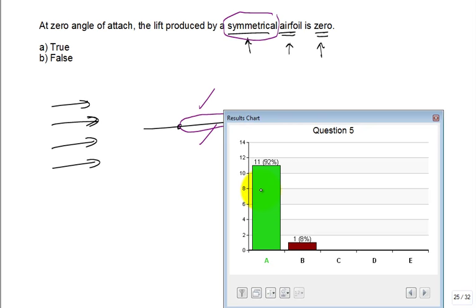There's no way to give you speed on one side, low pressure, and slower speed on the other side, high pressure, and get lift.